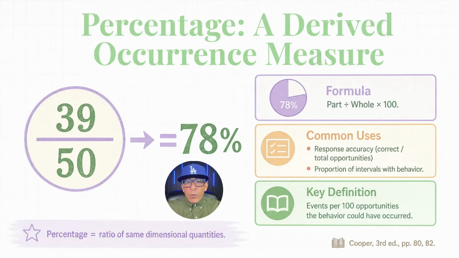Applied behavior analysts frequently use percentage to report response accuracy. Percentage can also report the proportion of observation intervals in which target behavior occurred. The table summary defines percentage as parts per 100 and commonly as a ratio of responses of a certain type out of total responses, opportunities, or intervals in which the response could have occurred. On the exam, percentage usually means part over whole times 100.